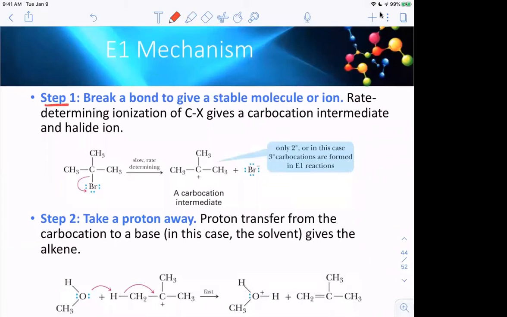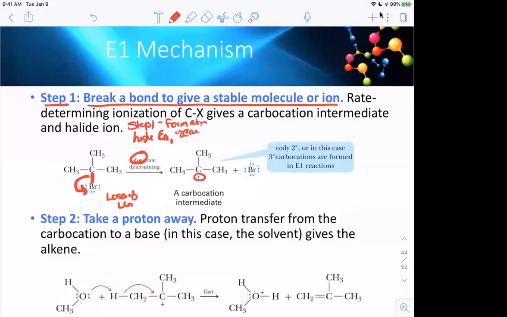So step 1, I'm going to break a bond to give a stable molecular ion. So this is also loss of a leaving group, right? These electrons are going to go and end up with this carbocation intermediate. This is slow, right? It has a higher energy of activation in the first step. This is step 1, formation of carbocation. And then step 2 is going to be elimination.